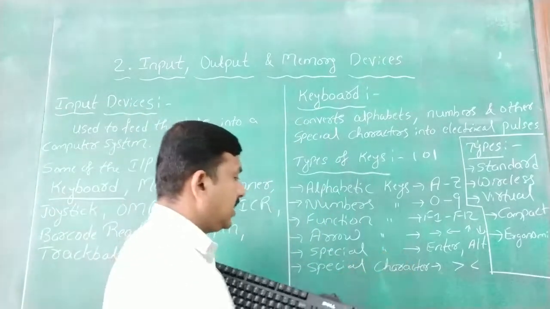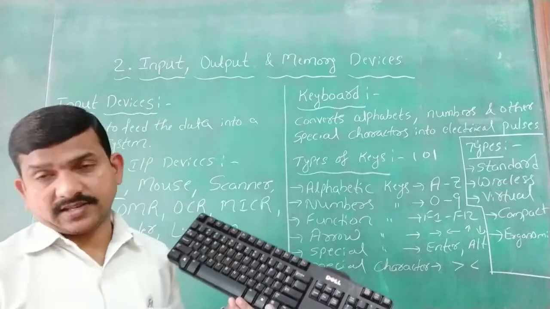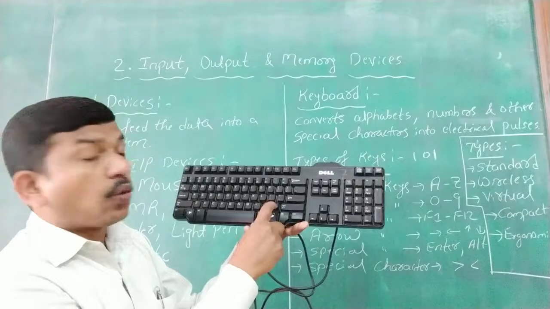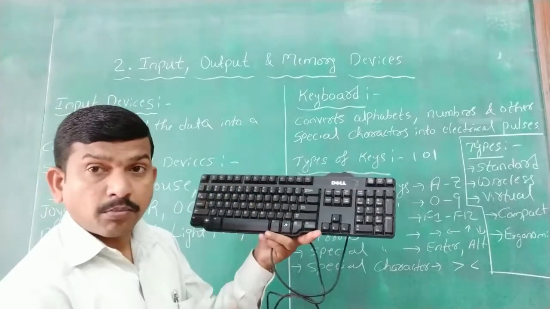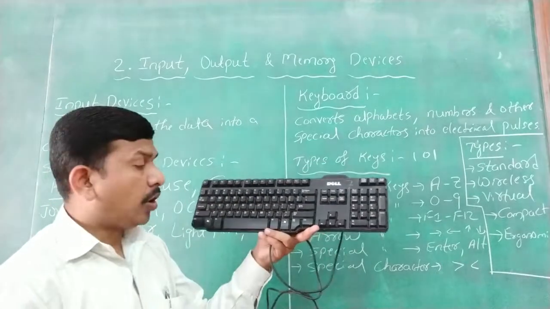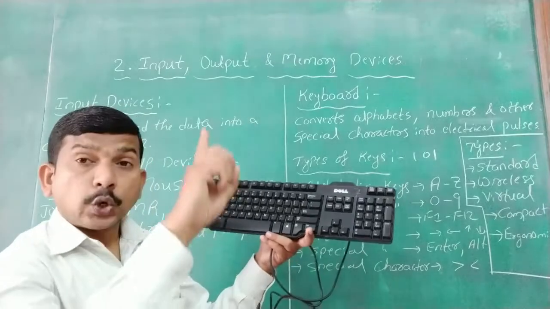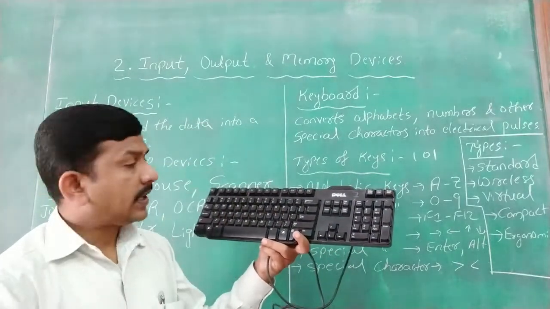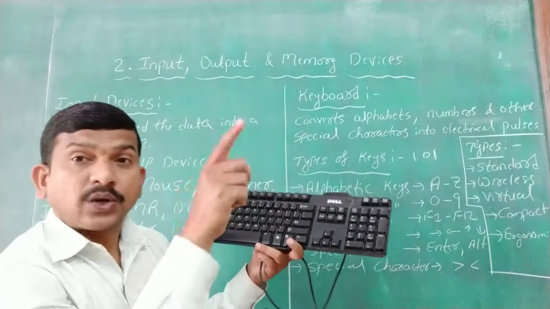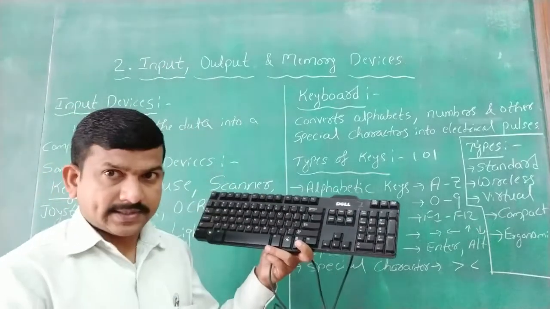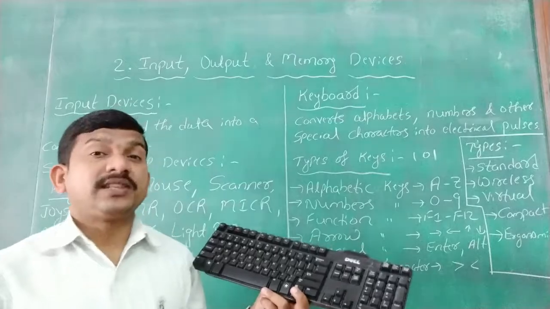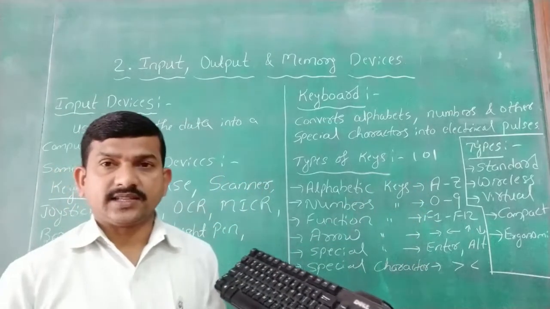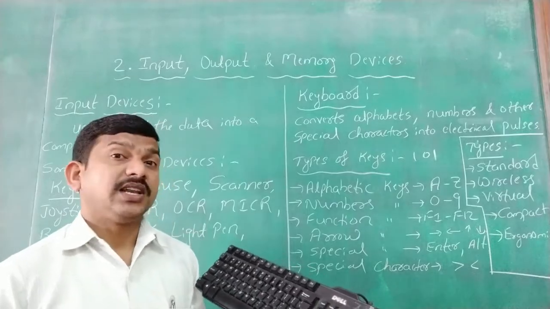And the last one, special character keys. There are some like question mark, less than symbol, greater than symbol, dot, comma, semicolon, colon, brackets, equal to, plus. So these are all different symbols. Those all come under special characters.